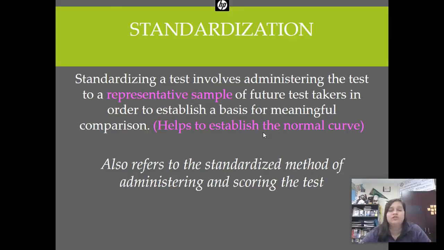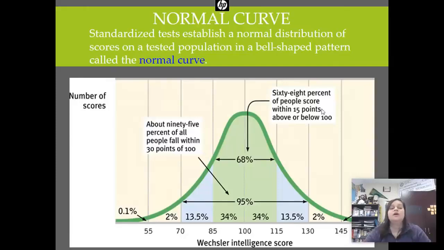Standardization also refers to the standardized method that they give the test, where everybody gets the same amount of time, the same number of questions, it's graded the same way, same testing environment. That's also included in standardization. Standardized tests do establish a normal curve or a normal distribution, because if you get a score on a test, it doesn't mean anything until you know what you can compare that with.